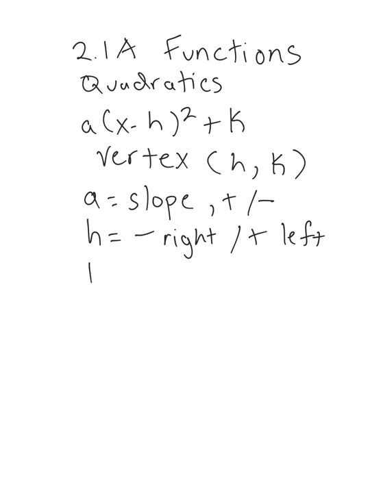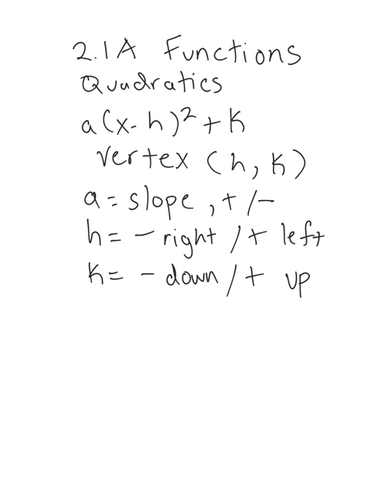Lastly, we have our k. Our k is exactly what it is. Our k determines our y factor. So if it's negative, it's going down. And if it is positive, we are going up.